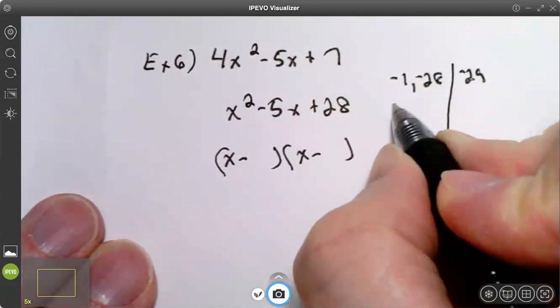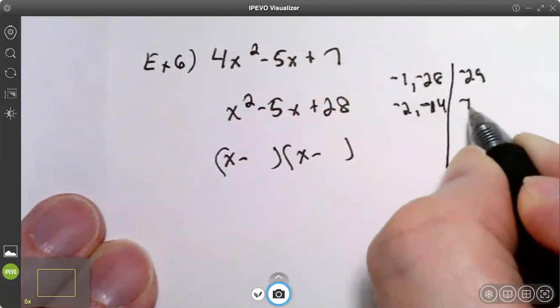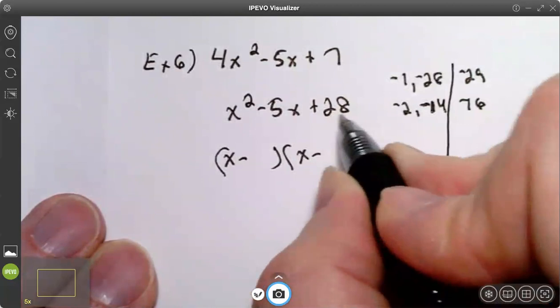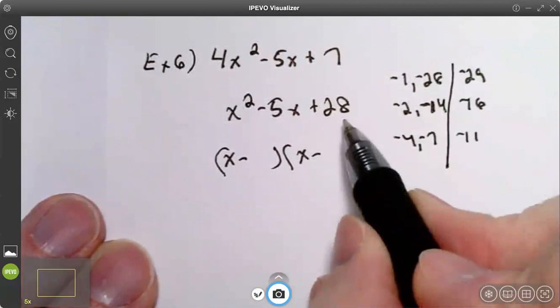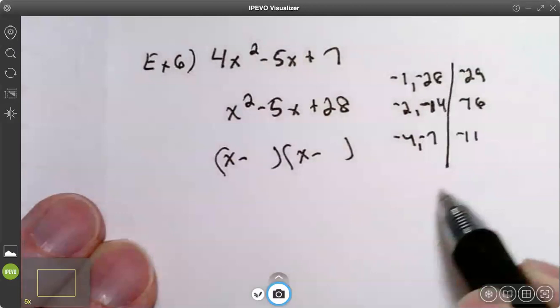That doesn't work. Negative 2 times negative 14. That doesn't work. 3 will not go into 28 because 3 won't go into the sum of the digits. 2 plus 8 is 10, so let's go to 4. Negative 4 times negative 7 is 28, but when you add them, you get negative 11. 5 won't go in there. 6 won't go in there. 7 will, but now I'm back to right where I was. These are all the factors of 28.